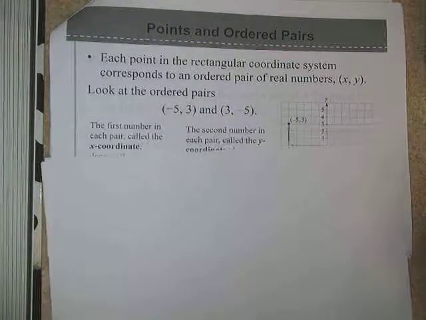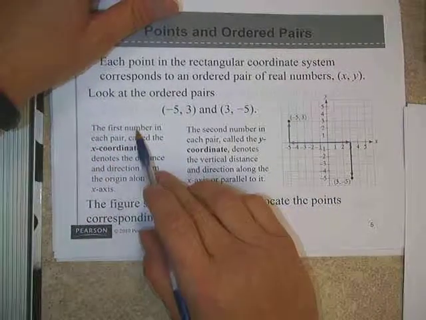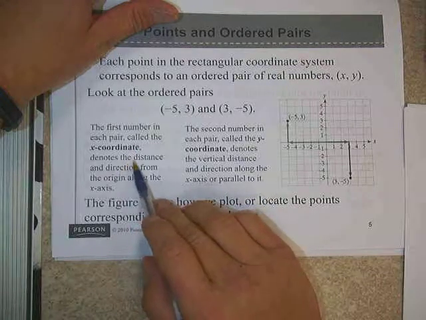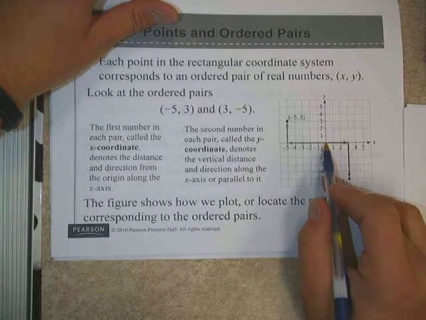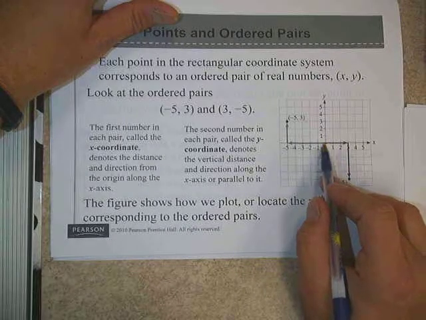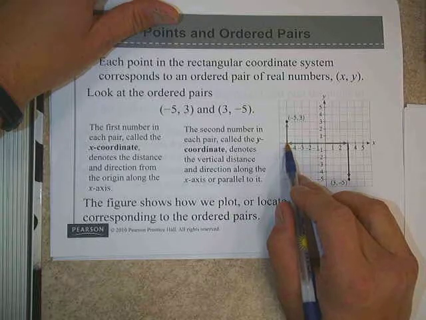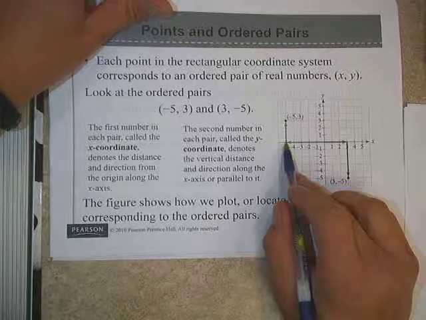And ultimately we want to be able to plot these on the coordinate plane. Okay. So there's an illustration here. Okay. And the first number in each pair is called the x-coordinate. It denotes the distance and direction from the origin along the x-axis. So what we would do for -5, 3 is we would start at the origin and we'd go 5 to the left. Left because it's negative, 5 because that's the value of the number.